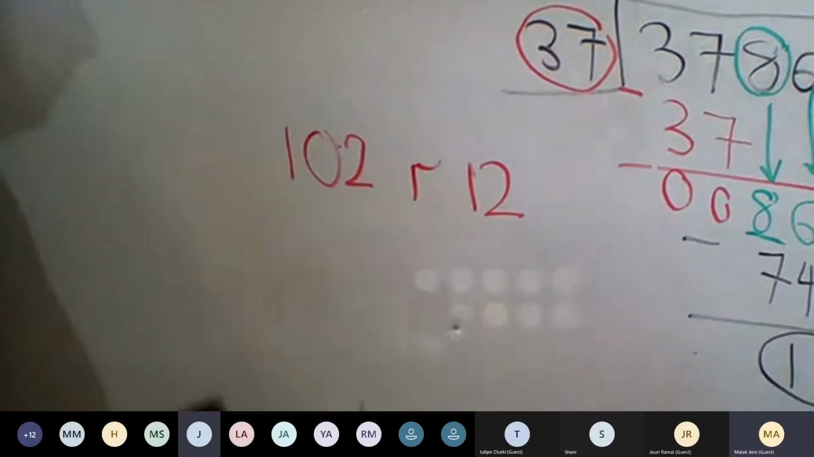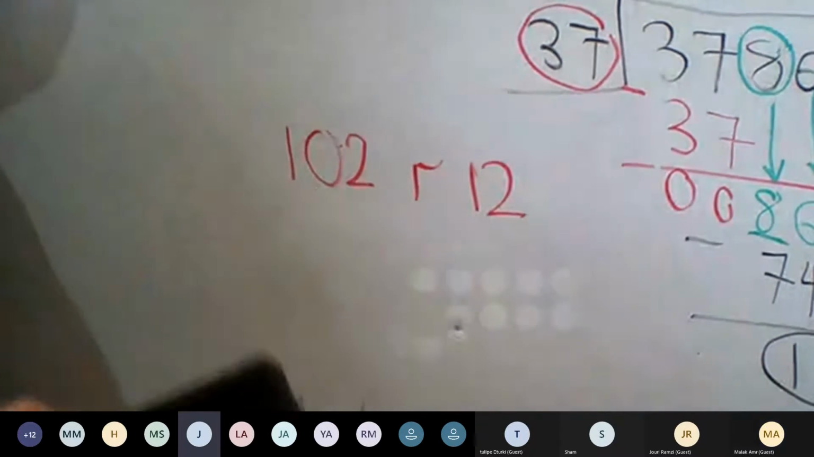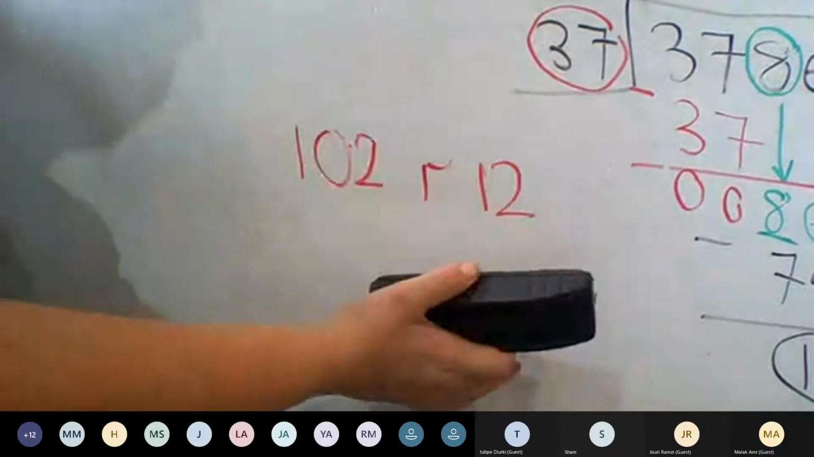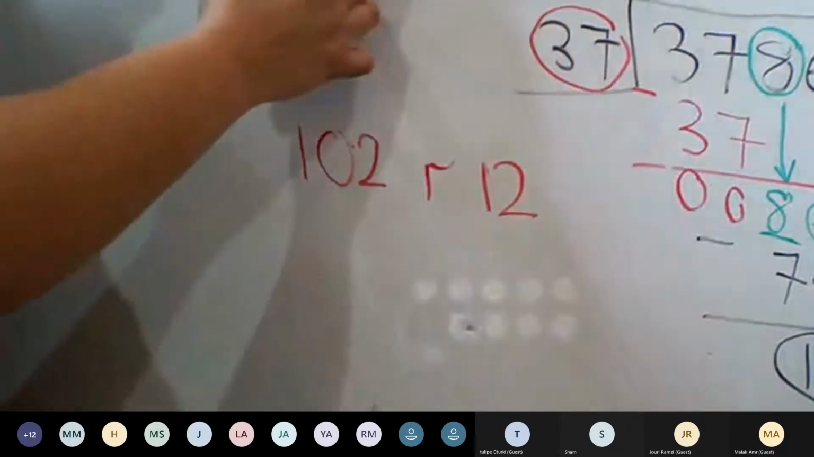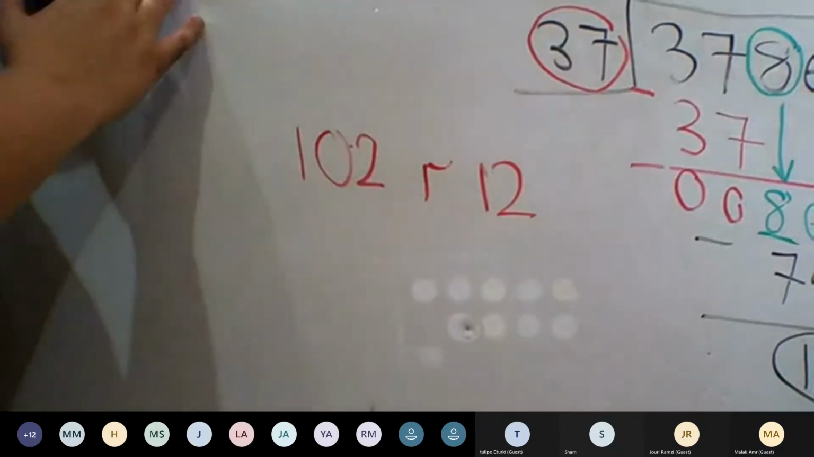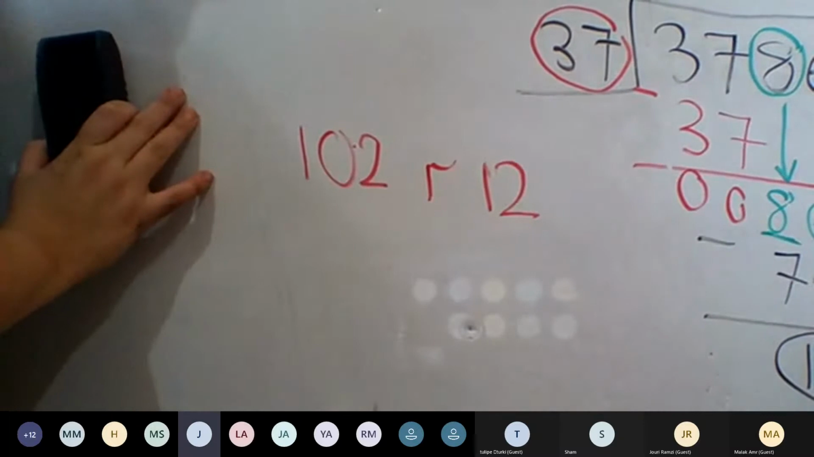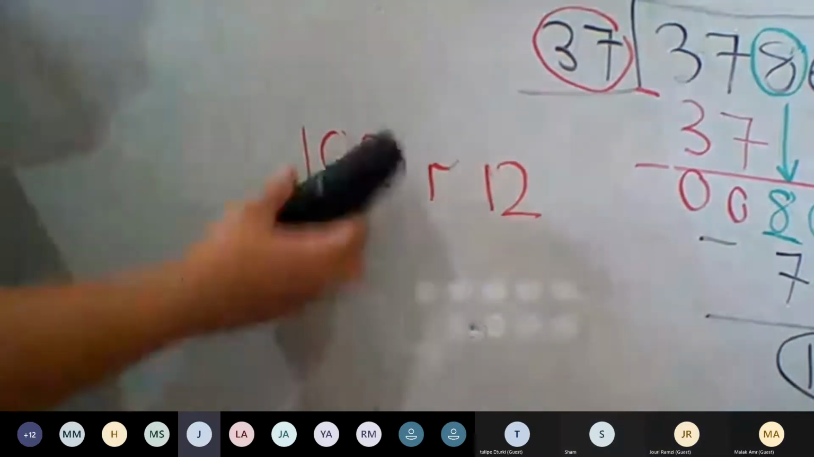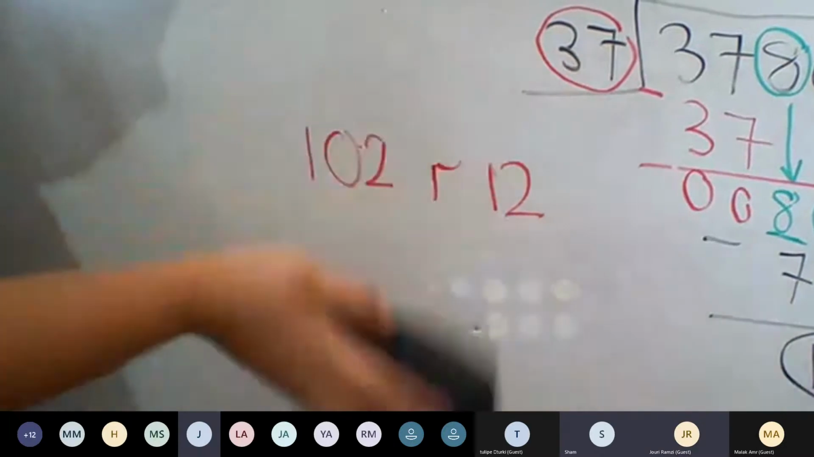Girls, look at me. You are grade 6. You have to know something. After we finish the lesson, we give you the homework. If it is written in the weekly plan, but you still didn't finish the lesson, there's no homework.